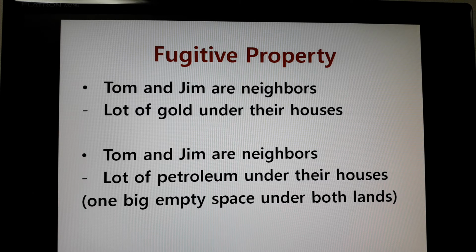The gold belongs to whom? The gold found under Tom's land, Tom's house, is Tom's. The gold found under Jim's house is Jim's. Okay.